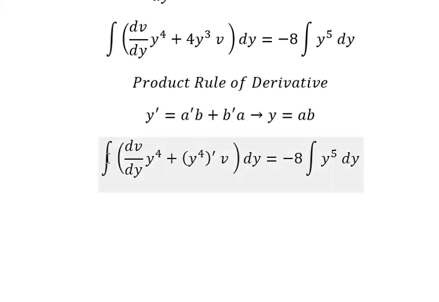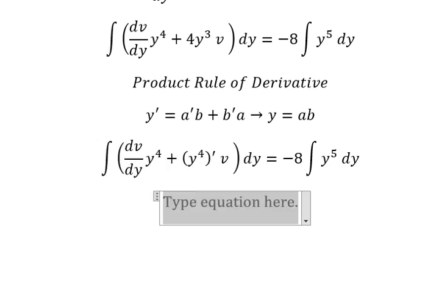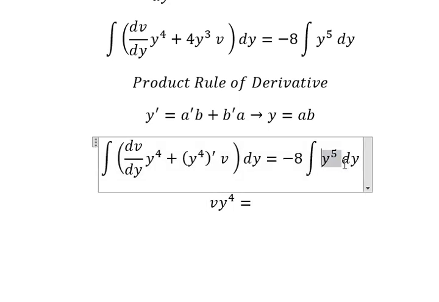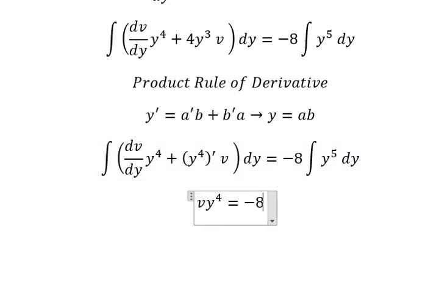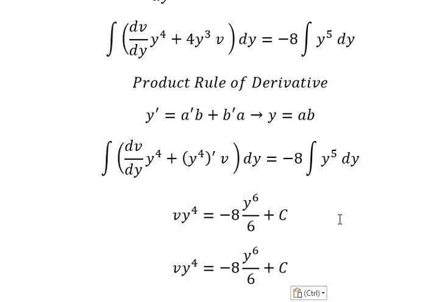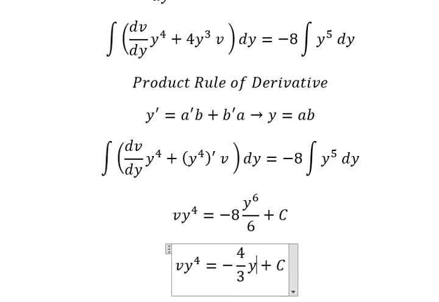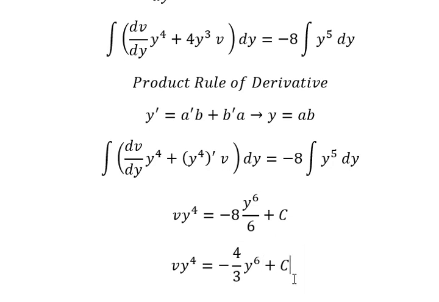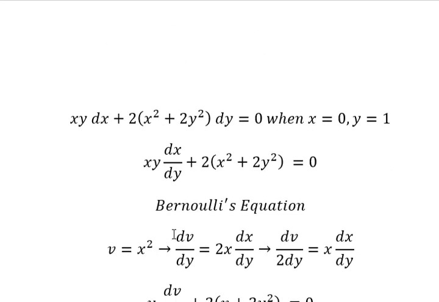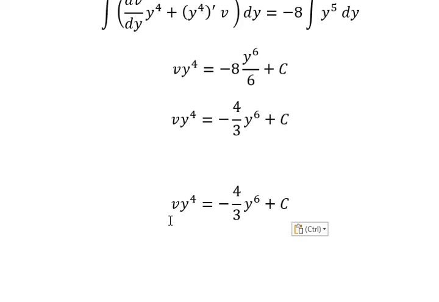Now the integration of this one we have v, y to the power of 4. The integration of this one we have y to the power of 6 over 6, and I will put c. Now we need to simplify this one. Next, about v, that is s squared.